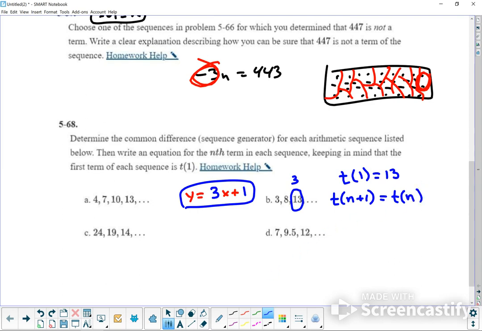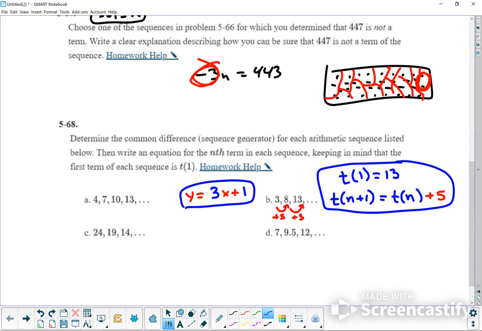and then I have to figure out what the pattern is. From 3 to 8, it looks like it's going by 5. And 8 to 13, that is 5 also. So this is going to be a plus 5. So that's my recursive formula. Remember, this is recursive, and over here is explicit. You can do it either way.